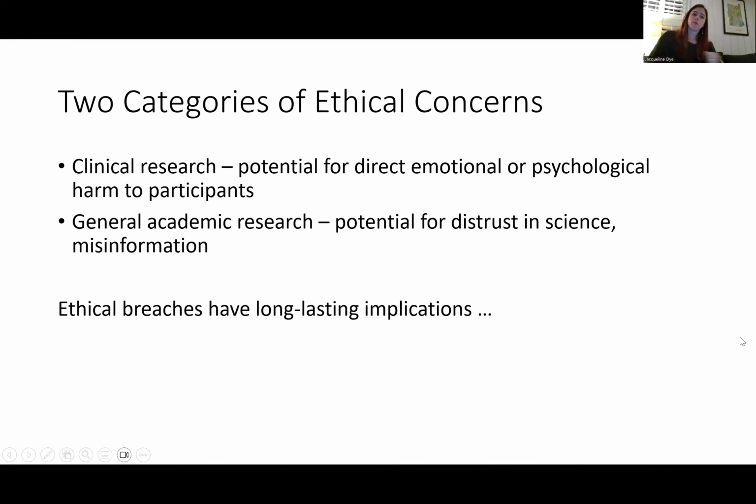So when we're thinking about ethics in research, we're thinking about two kinds of categories of ethical concern. The first is in clinical research, there's a potential for direct emotional or psychological harm to the participants. This could be in a study examining whether an intervention works, or a study that examines the presence of trauma in someone's history, which could cause some distress or re-traumatization or emotions that come up in that format. And then we're also thinking about general academic research. So here we're thinking about the potential for distrust in science and misinformation. And as we'll talk about throughout this presentation, ethical breaches have long-lasting implications, sometimes that we can't foresee.